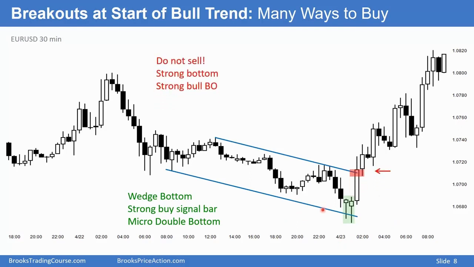Do not sell at the top of the channel. It's a strong bottom, good context, and you have a big bull trend bar closing near its high. And you have good follow through as well. Instead of selling, you should be buying either the close of this breakout bar or the close of the follow through bar.